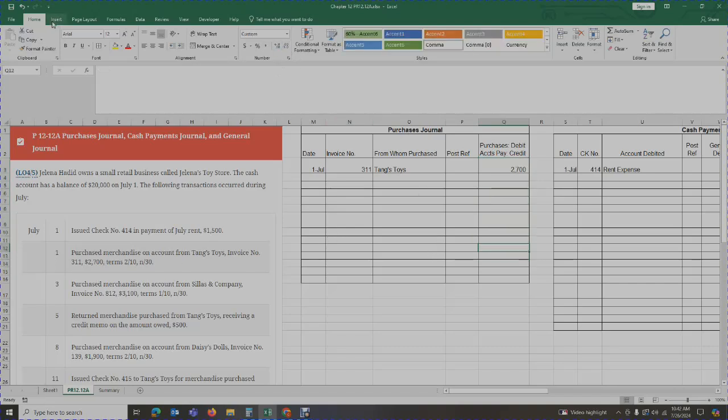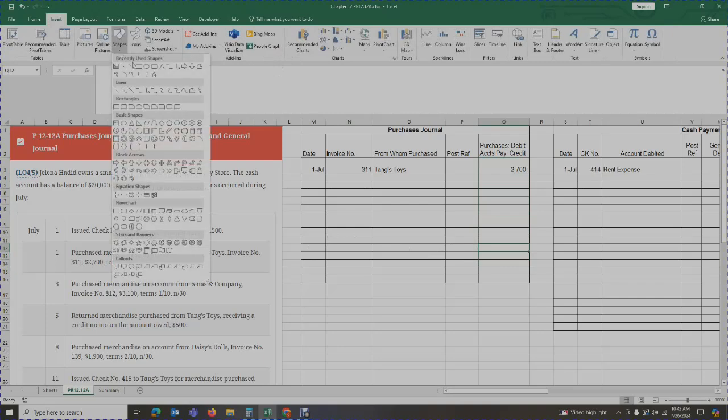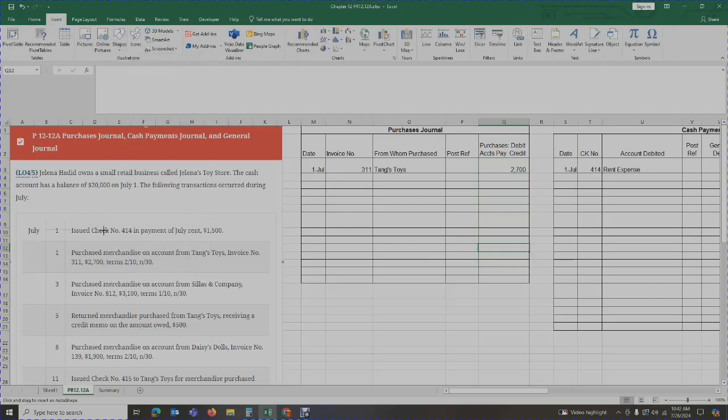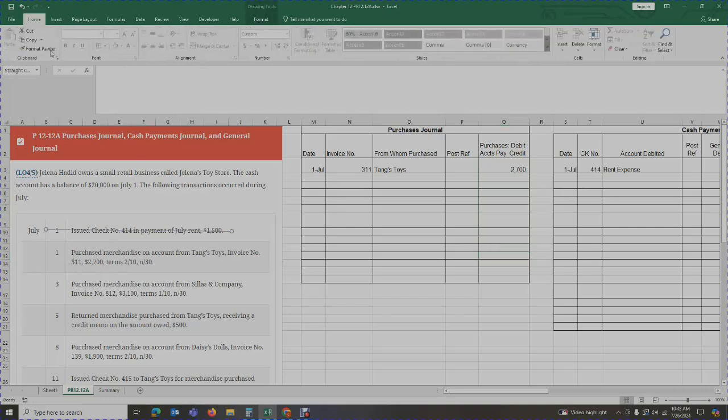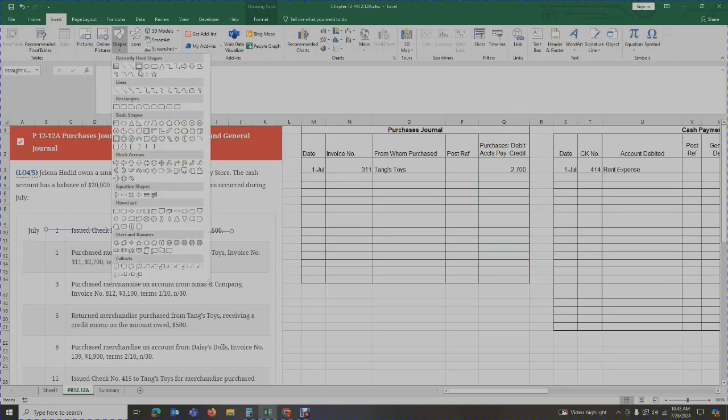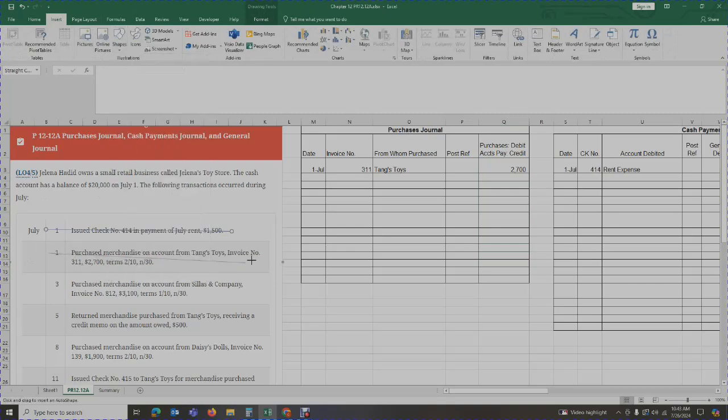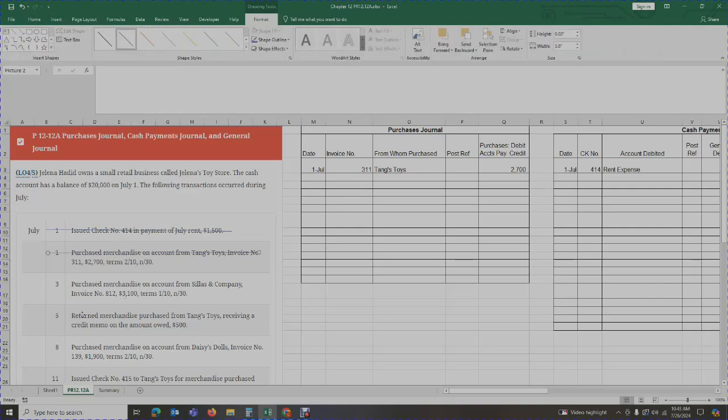So that takes care of that. Let me mark them off, because if not I get confused. So I've already taken care of that one. And then, I've already taken care of that one. Okay. That way I know that I'm on July the 3rd.